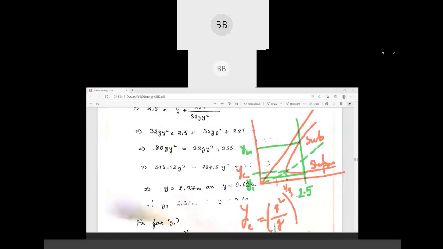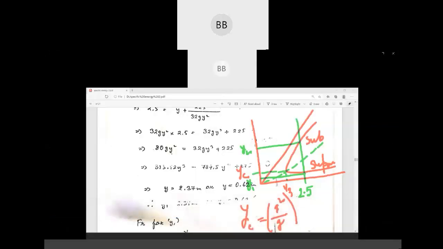If that y value is less than yc, then we can say it's in supercritical. If that y value is greater than yc, then you can say that depth is in subcritical flow. So once you find these two depths, you can find the Froude number. So from here we can say this is in subcritical and this is in supercritical.